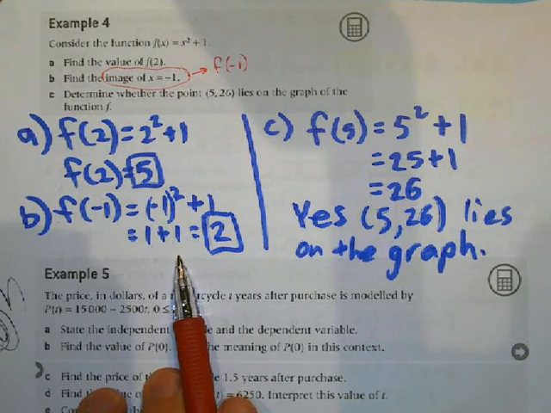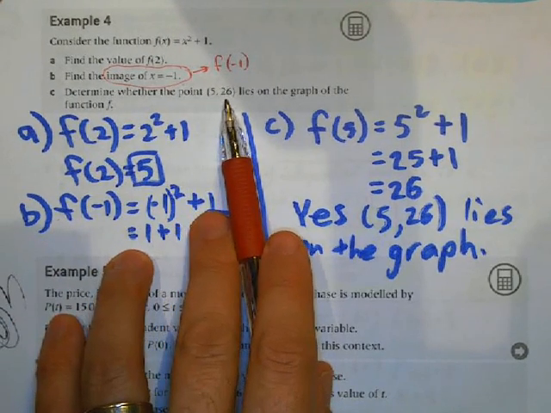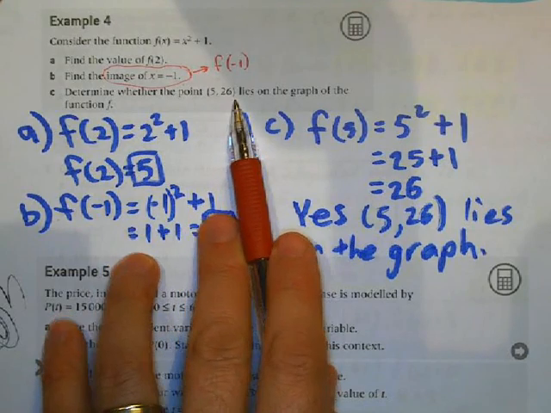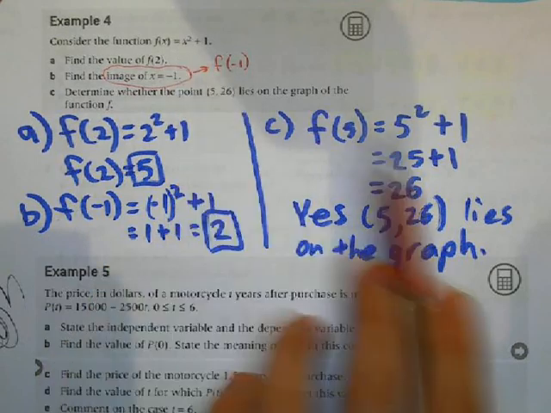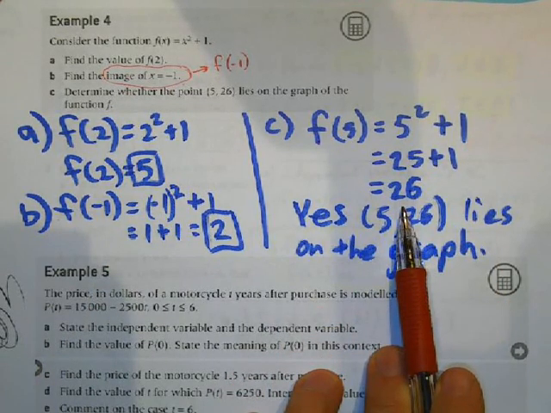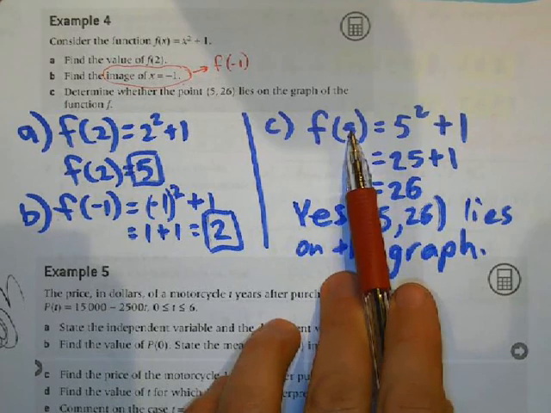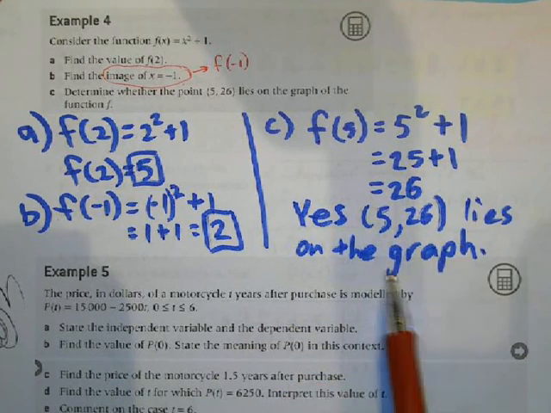Okay, question C, determine whether 0.5 comma 26 lies on the graph. So basically I'm going to plug in 5 into my equation. I've got 5 squared plus 1, which is going to give me 6. So when x is 5, y is 26, so the answer is yes, this lies on the graph. Let's look at the next question.